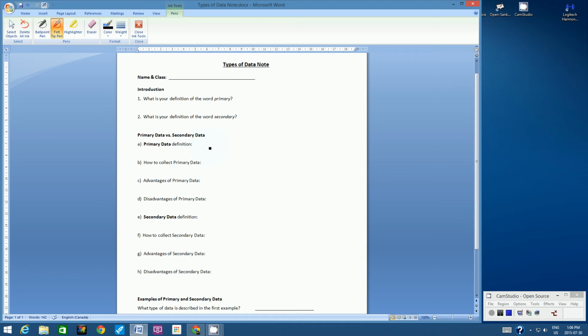All right, C, advantages of primary data. Well, the data is recent because we just went out and got it. It is reliable. And it tells us exactly what we want to know. And what are the disadvantages of primary data? Well, if you think about it, if you were to conduct a survey every time that you wanted to find something out, it would take a lot of effort and it would take a lot of time. And therefore, it is very expensive.